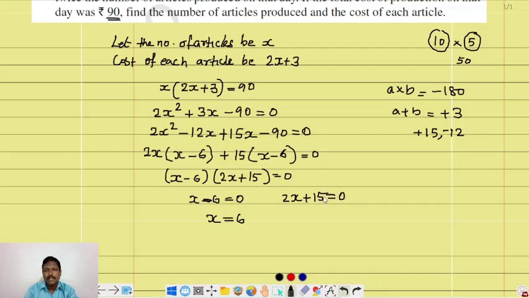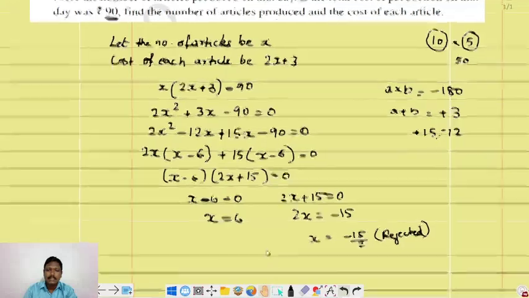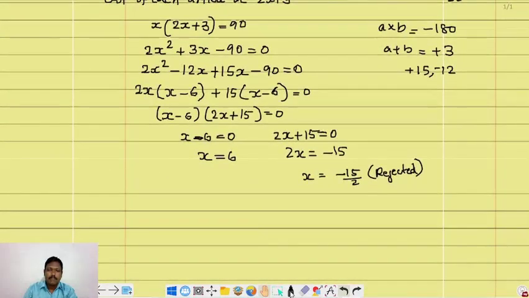And from here you will get 2x plus 15 is equal to 0. So 2x is equal to minus 15 and x is equal to minus 15 divided by 2. This is a negative number, so you can reject because number of articles can never be negative. So find the number of articles and cost of article. The number of articles we got is 6.